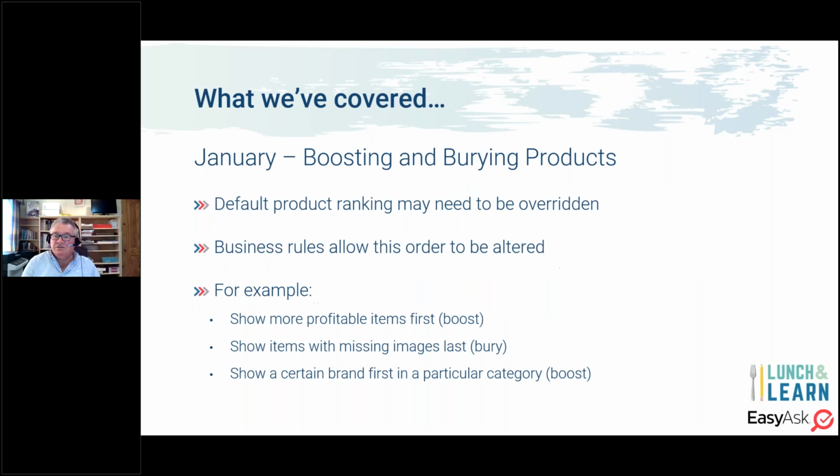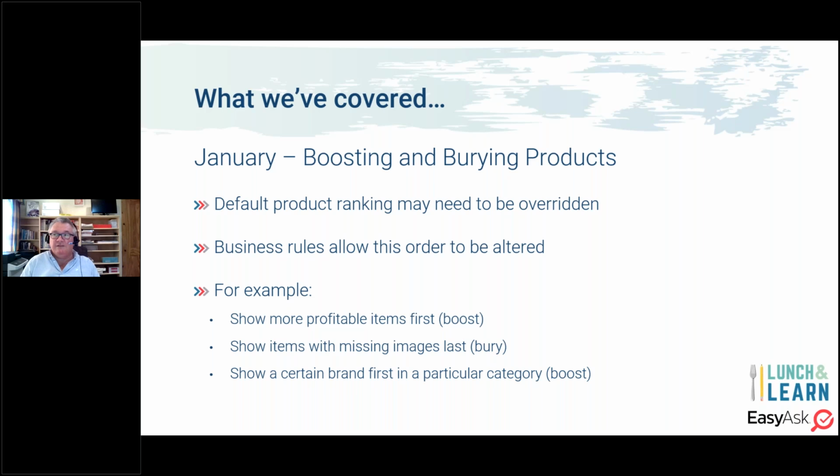So in terms of what we've covered this year, in January, we started with looking at how you boost and bury products. So changing the default ranking of products. So if you want to push a certain brand, use business rules to do it, showing more profitable items first, perhaps burying things like products that have got missing images, or any other needs that you might have to push products up the natural order.